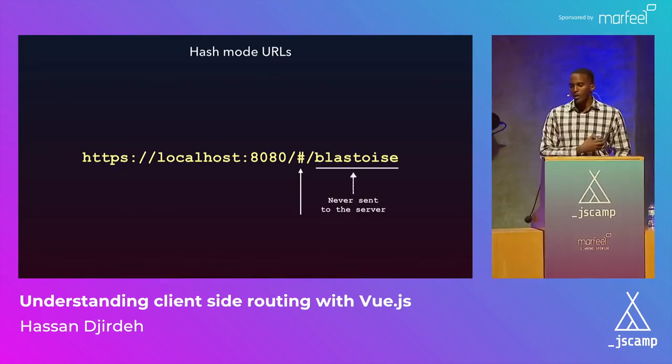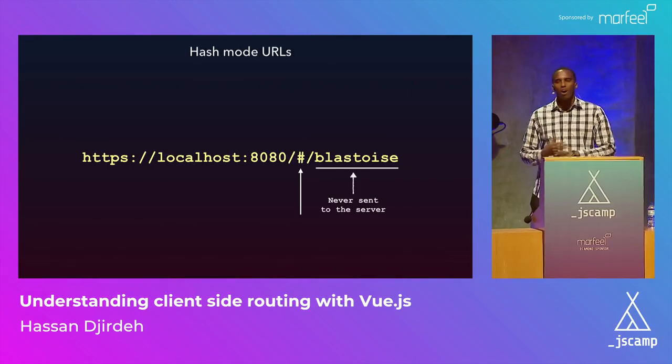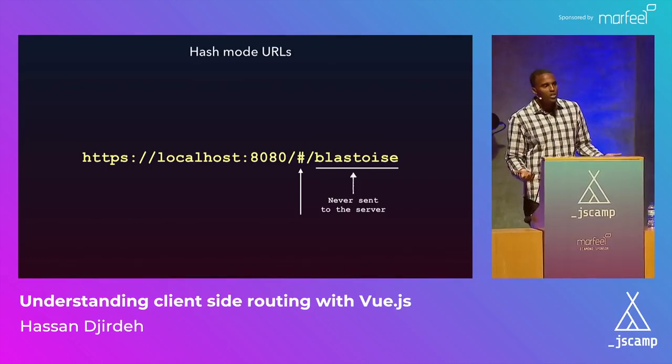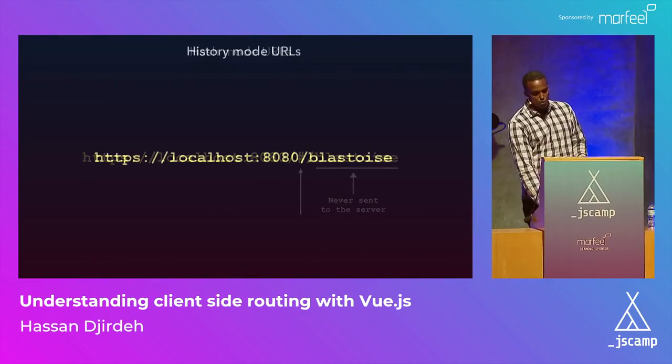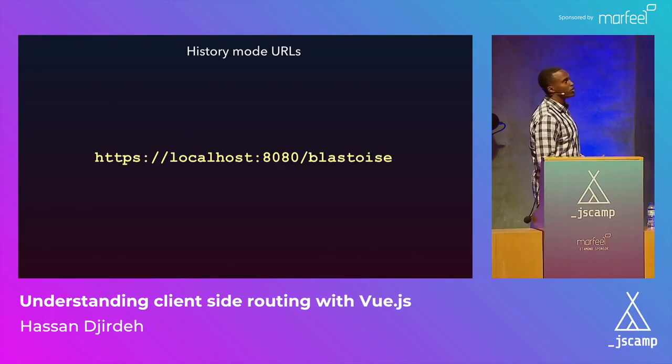But the thing is, the application we're building is a single-page app. The server is going to return the same index regardless of what URL we use, so we don't need the hash mode URL. Instead, we'll make our URLs history mode, and these are more familiar with what we've just seen. There's no hash symbol, and we simply have the domain name followed by the path name.